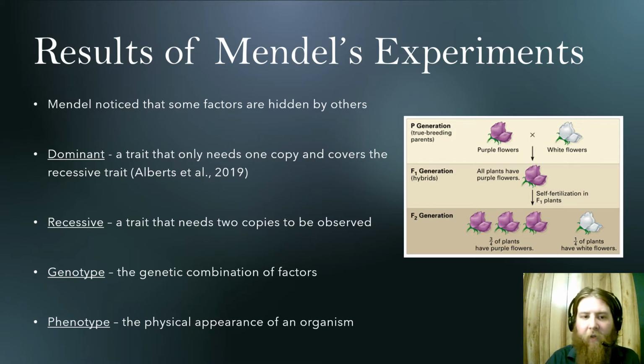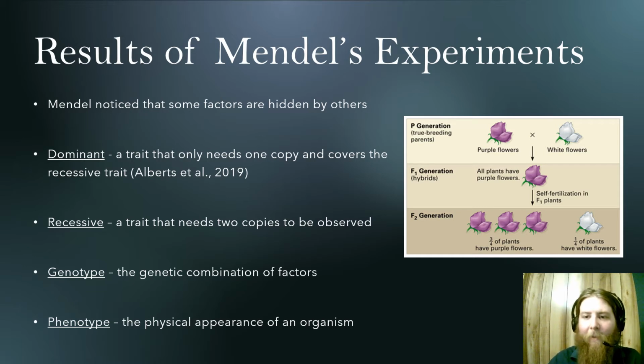So in this picture on the right here, let me grab my pointer, the purple flowers, when bred with white flowers, always produced these purple flowers. This purple trait was said to be dominant because it's covering up that white trait. Now recessive is a trait that needs 2 copies to be observed, and it hides normally under the dominant one. So these 1/4 white on the bottom, that's a recessive trait because it got lost in this first cross.